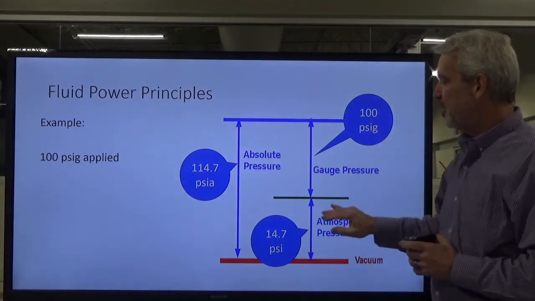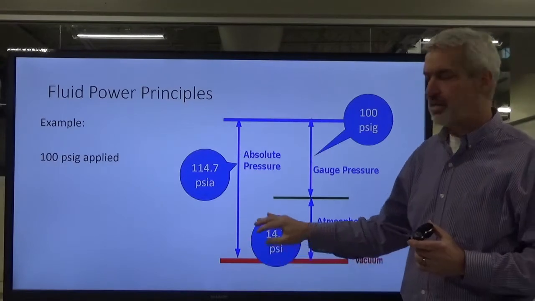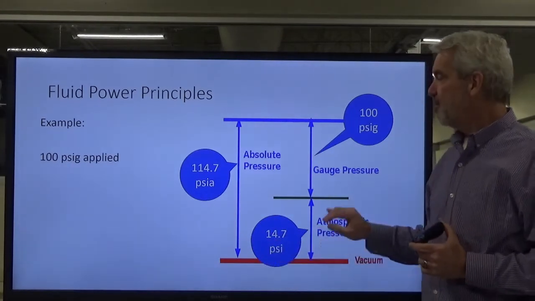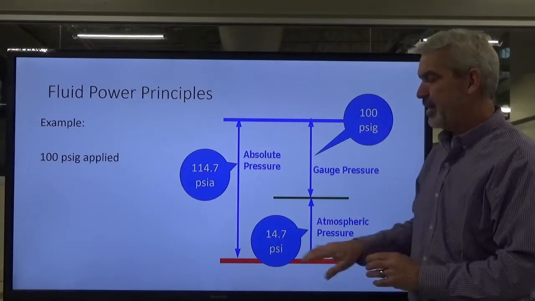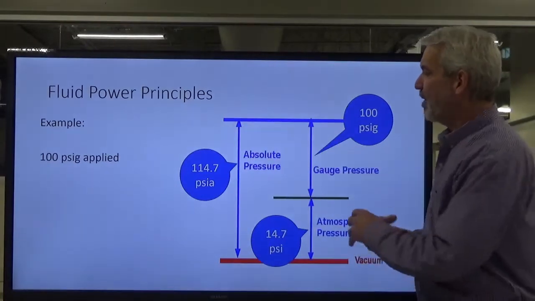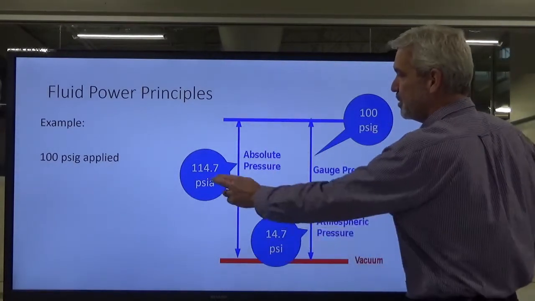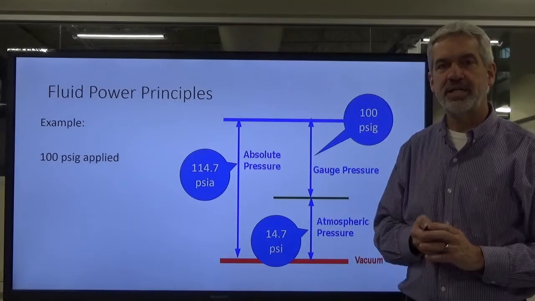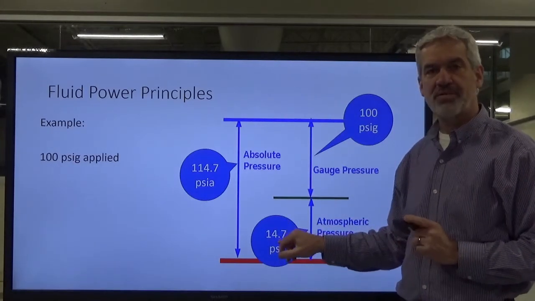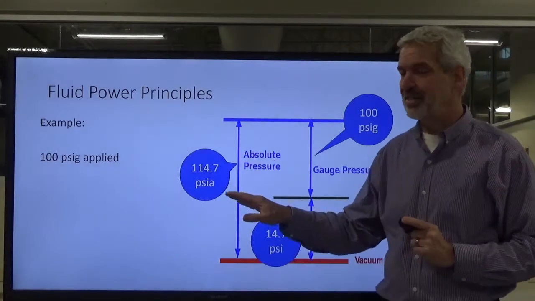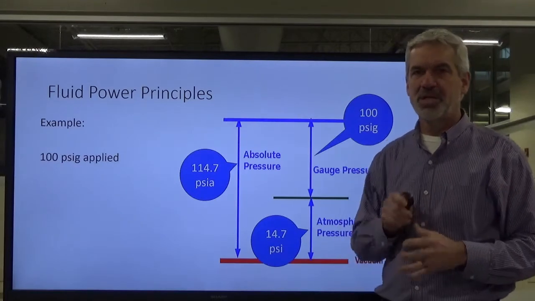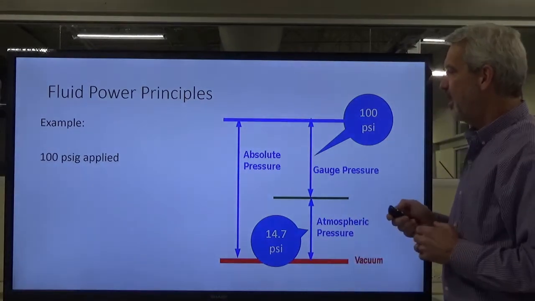Okay, that's gauge pressure. But what it's not showing you is it's also taking into account the atmospheric pressure of 14.7. So between the gauge pressure and the atmospheric pressure, we have what's known as absolute, and that takes both of those. So our absolute pressure between these two is actually 114.7, because you add 100 pounds plus the known 14.7 atmospheric pressure at sea level, and then you wind up with 114.7 absolute pressure. So I wanted to give you a point of reference to that.